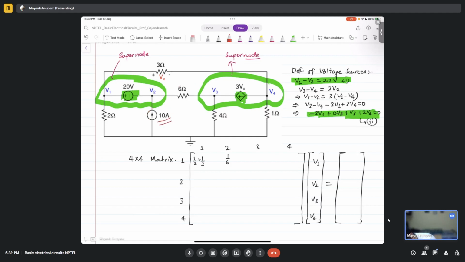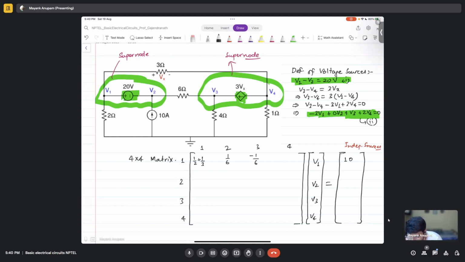Okay, so this 10 ampere will come in the independent sources, right? So this will be equal to what? 10 amperes, right? Correct. What will be between V1, so 1 comma 3, third entry? 1 by 4. No, no. Minus 1/6, right?